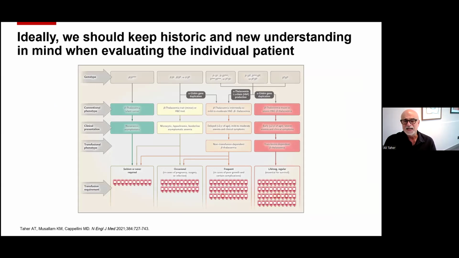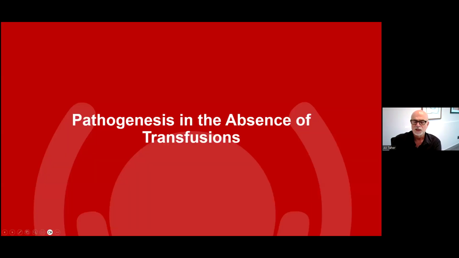And in this slide, I try to summarize all genotype, phenotype, clinical presentation, transfusion requirement, as well as the division into TDT and NTDT. This is from an interesting review that we finalized a few years ago and published in the New England Journal of Medicine. So the pathophysiology is really easy if we look at it from the imbalance, ineffective erythropoiesis, and hemolysis leading to anemia. And let me now concentrate specifically on the absence of transfusion, which is the NTDT.